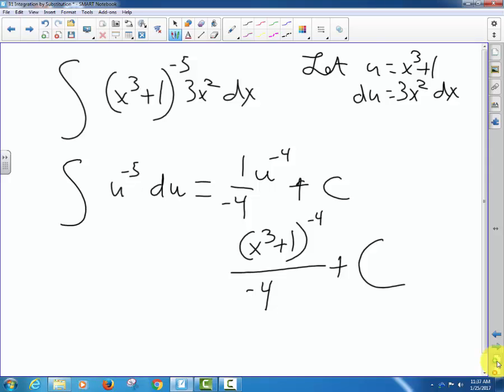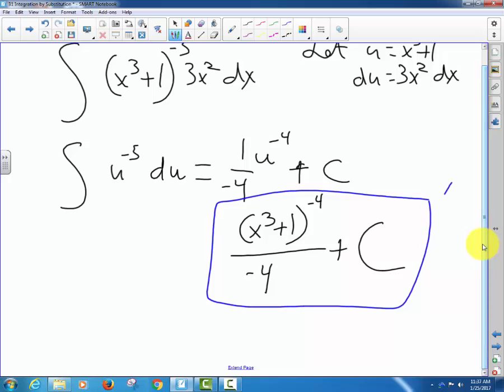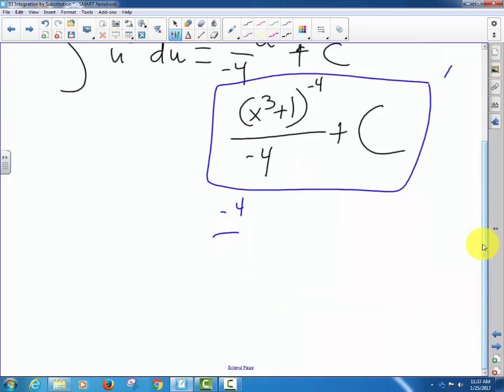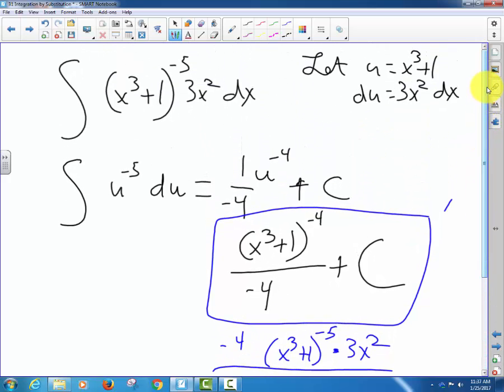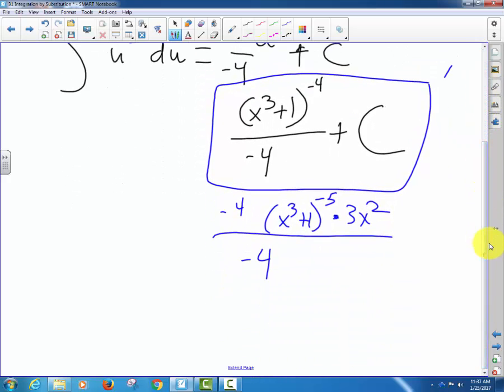3x squared, you multiply that to 2, right? What, if I'm taking the derivative? Yes. If I were to take the derivative of this thing right here, then I'm going to bring the negative 4 down. I've still got negative 4. I've got x cubed plus 1 to the 1 less power, which is negative 5, times the derivative of x cubed, which is 3x squared. And that's back to where I started from, because the negative 4s would cancel, and boom, that's what I've got. So that's just a check there. This is your final answer. This is just checking it out, okay?